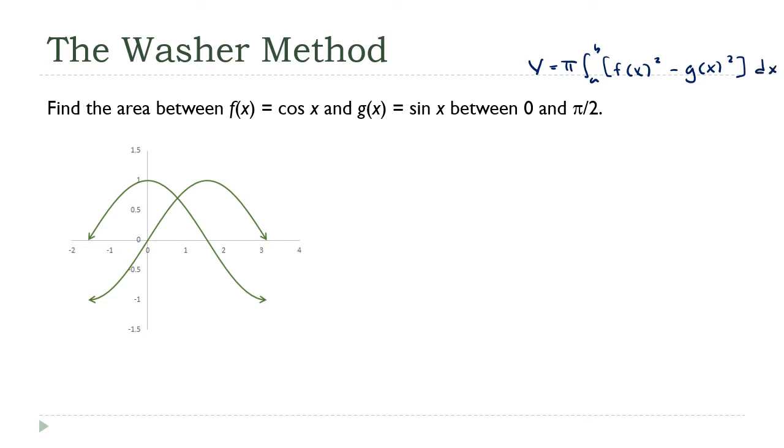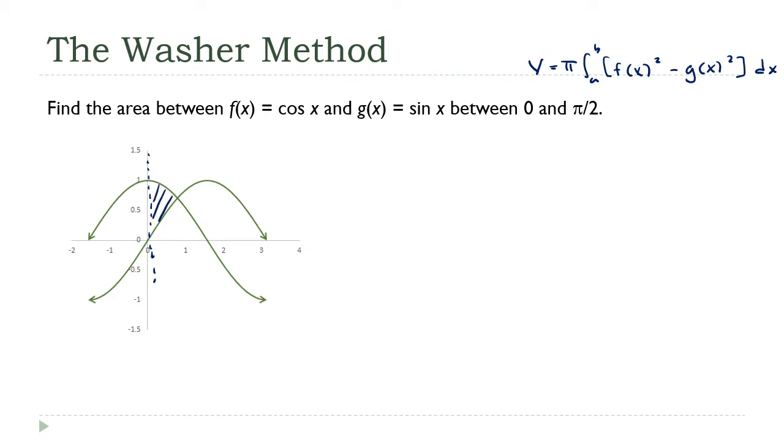And we do have the requirement here that f of x has to be the function on top, if you will, right? It has to be the greater of the two functions. So what am I asking for here? I'm trying to find the volume generated by revolving the region, gets a little long-winded, between the cosine of x and the sine of x between 0 and pi over 2. All right, so 0 is here. So we've got this section.